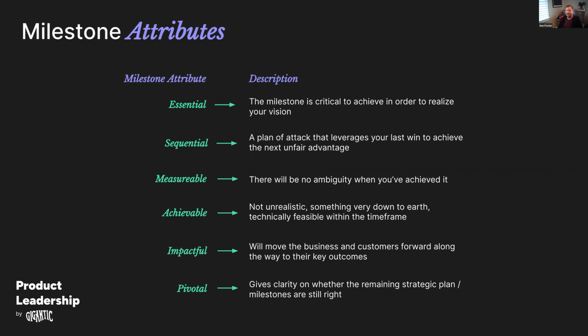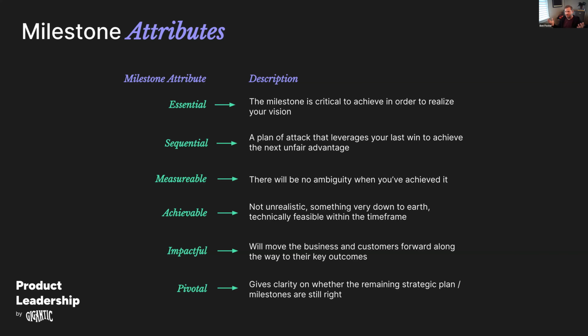Things that are measurable, because you don't want ambiguity where you've completed some major milestone and you feel really good about it, but the head of marketing is like, what are you talking about? I think we only just started that, right? There should be no ambiguity about whether you actually hit this thing or not. So make sure that you define it in a measurable way that isn't subjective across the organization.